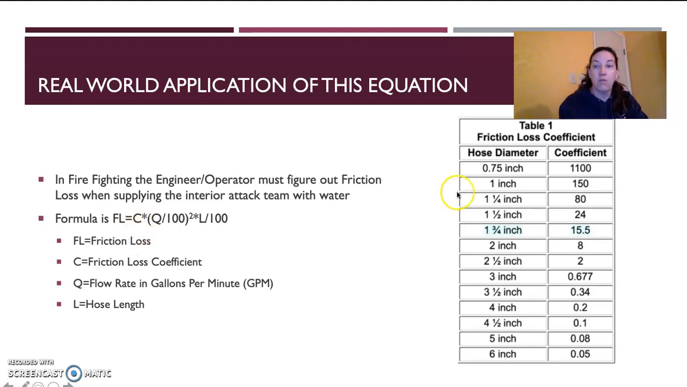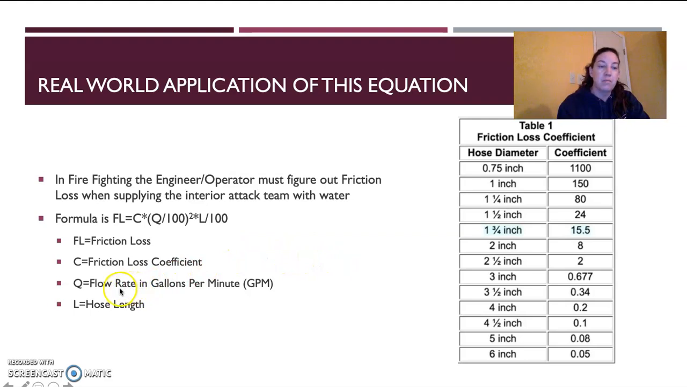Okay, and you get that coefficient over here, you'll see different hose diameters. Well, in the fire service, basically what happens is for a standardized attack hose, they use 1 3/4 inch hose. That's the size of the hose. And for that, they've already figured out that the coefficient is going to be 15.5. Now, this table is not general knowledge, obviously. It's something very specific to fire service, but it's something very important.